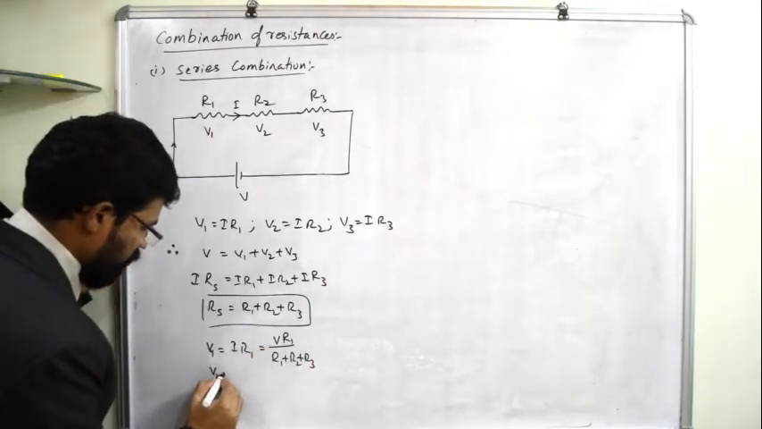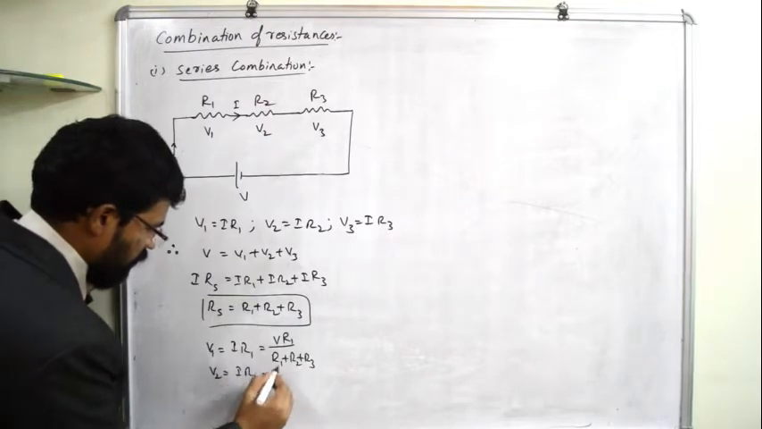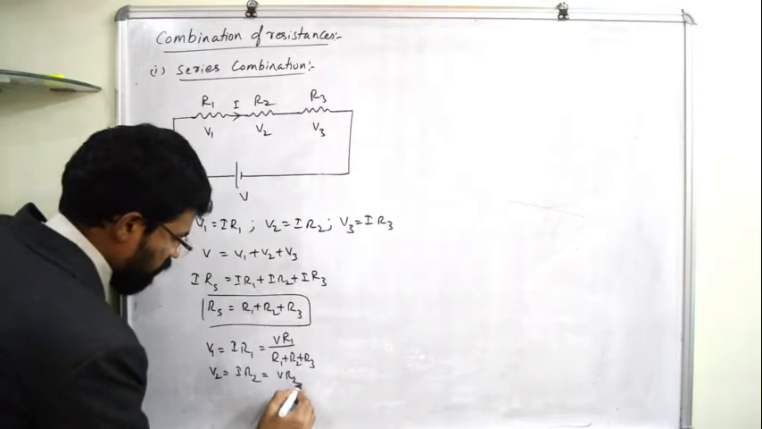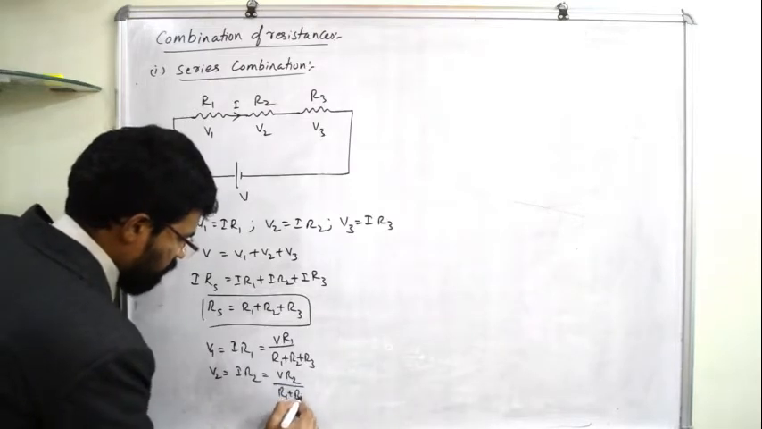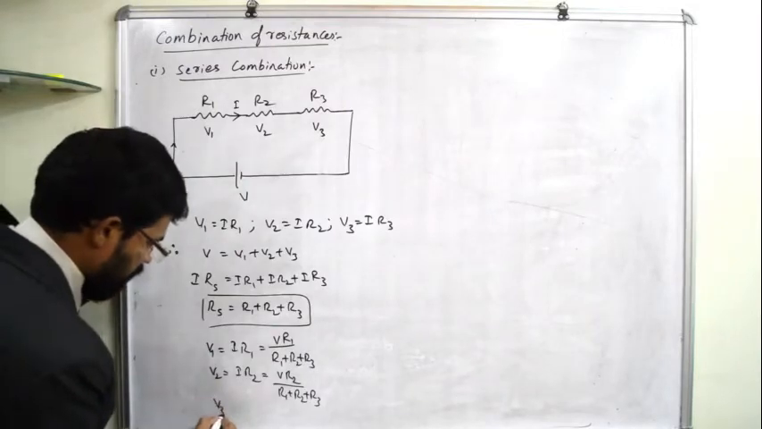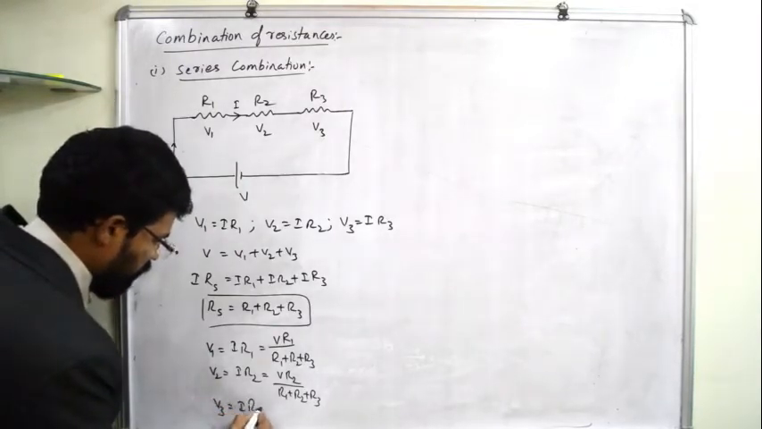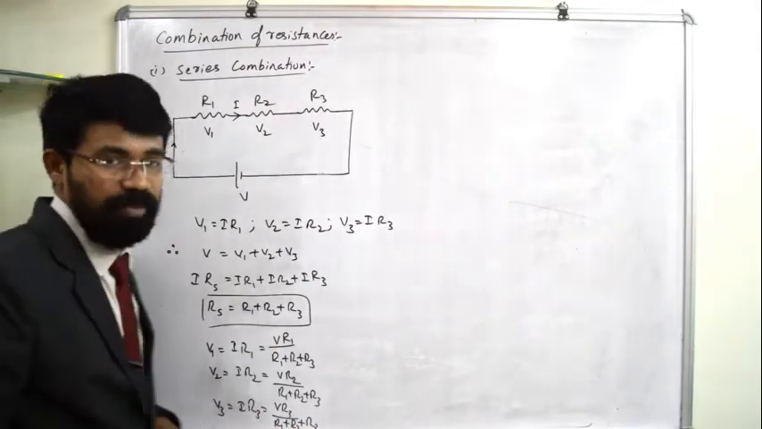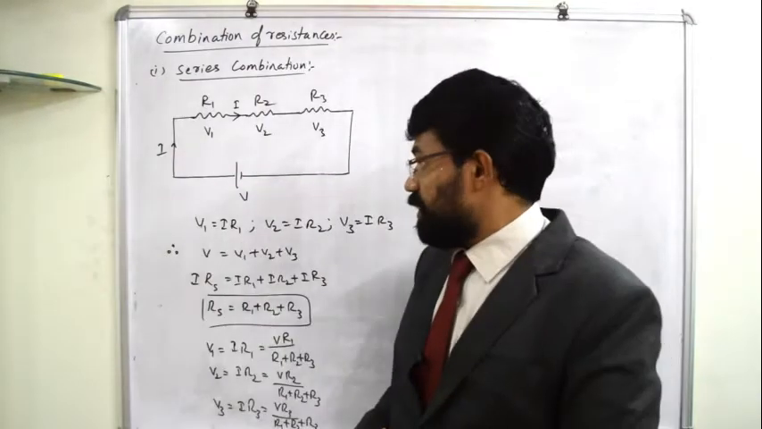Similarly, you can write V2 as IR2, and a similar kind of equation, except in the numerator you will have R2, V R2 by R1 plus R2 plus R3. Like that you can write the expression for V3 as well. V3 is equal to IR3, that is V R3 by R1 plus R2 plus R3. So that's how potentials can be calculated.